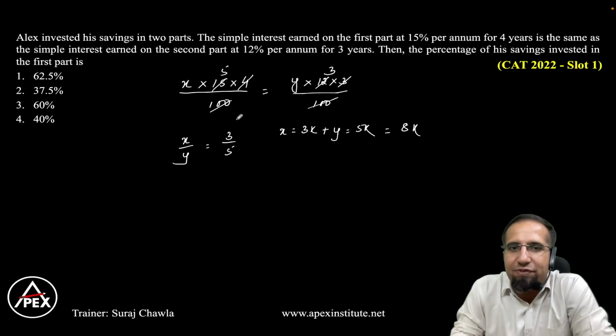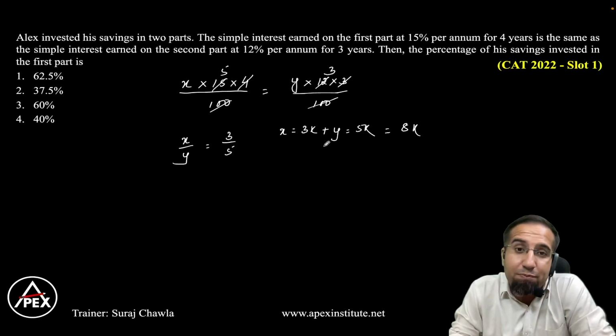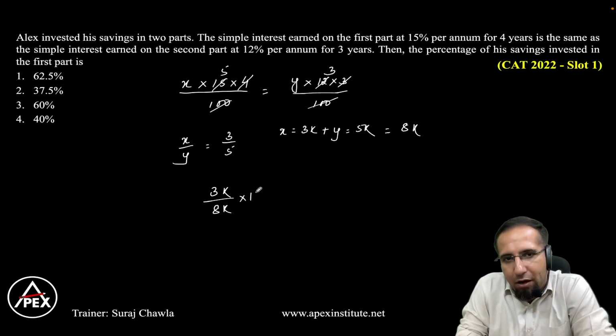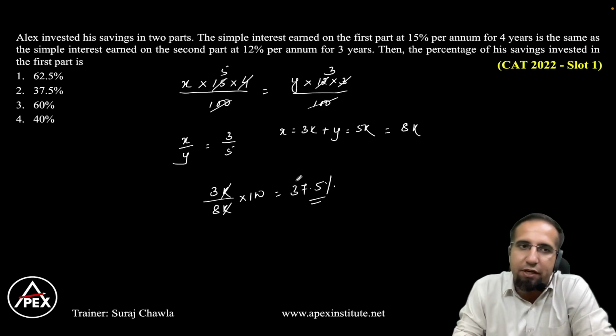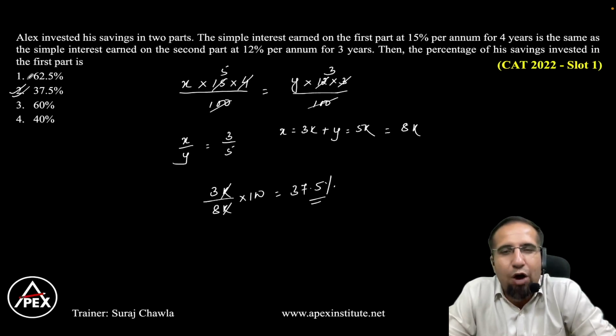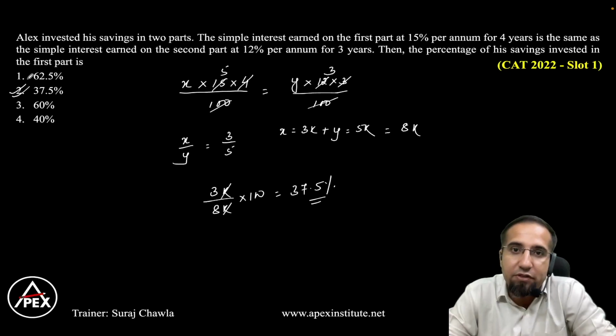Now percentage of savings invested in the first part. The first part is 3K. So all I'm looking at is 3K divided by 8K multiplied by 100. And 3 by 8 as a percentage we know is going to be 37.5%. And therefore option 2 becomes our required answer. So you can see how easy the question was in last year's CAT exam from simple interest altogether.